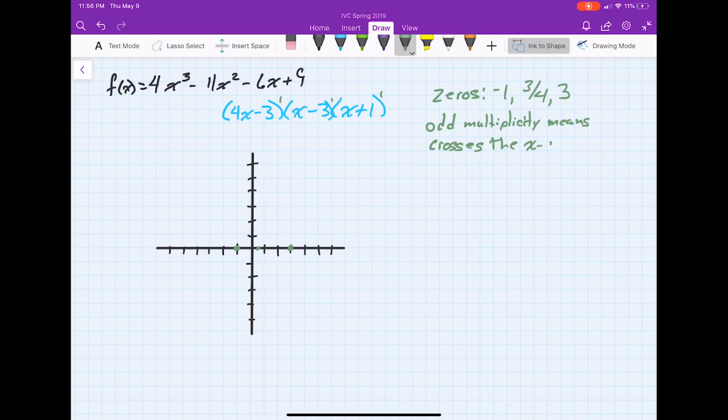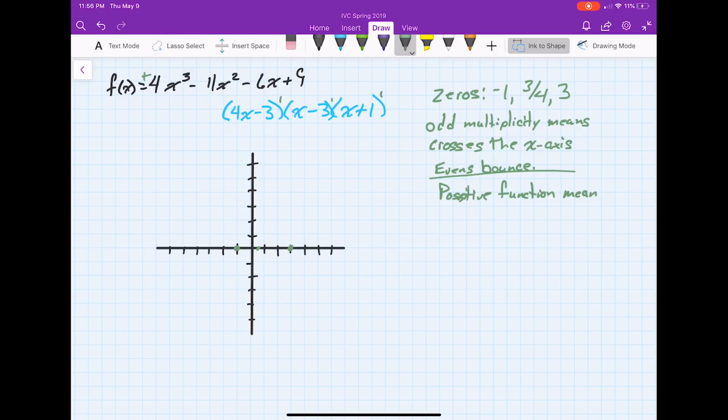If they were even, for example, if they were squared or to the 4th or 6th or whatever, that means it would bounce off of the x-axis from whichever side it was on at the time. So evens bounce, just in case we get something different on the test. Now our leading term is positive. So since it's positive, our function is going to end in a positive fashion. So it's going to end in quadrant 1, basically.